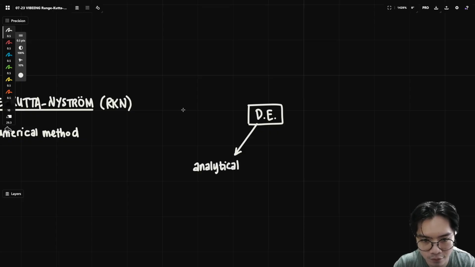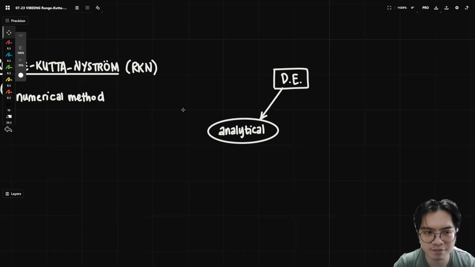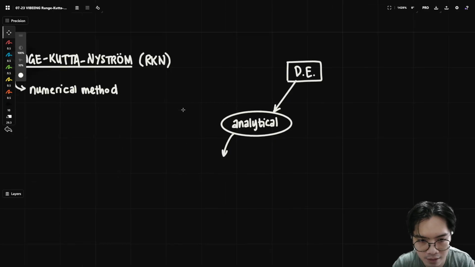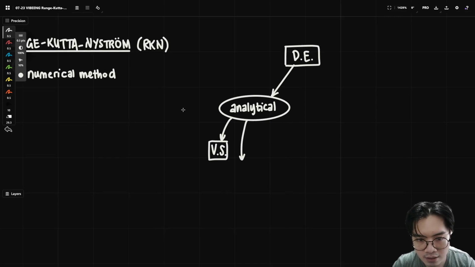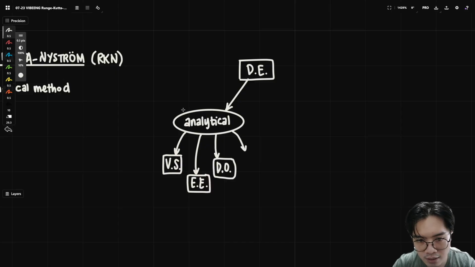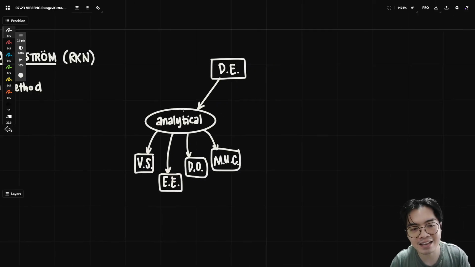Let's say, for example, if this is a first order, pwede mong gawing variable separable, you can apply an integrating factor, those kinds of things. For example, variable separable, exact equations, homogeneous coefficients, those kinds of things. And even the differential operator, syempre nandyan din yan. And then method of undetermined coefficients, MUC, all of it is in an analytical fashion.